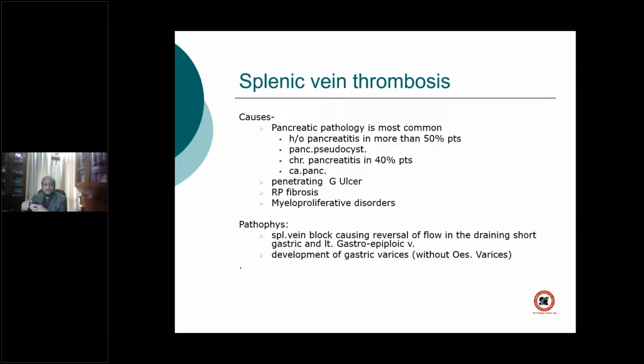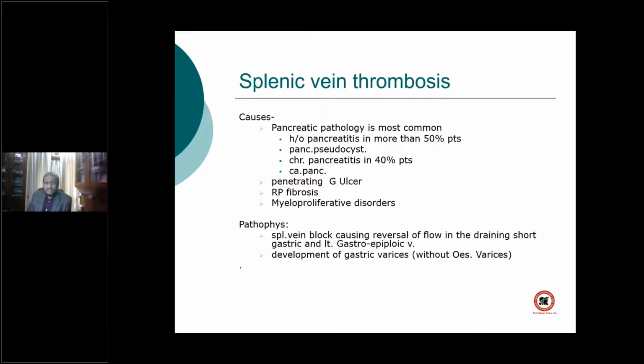The other causes of splenic vein thrombosis could be penetrating gastric ulcer. Penetrating basically means a posterior wall gastric ulcer which is penetrating posteriorly. Or you can have retroperitoneal fibrosis or myeloproliferative disorders. The pathophysiology is simple. Your splenic vein gets blocked.